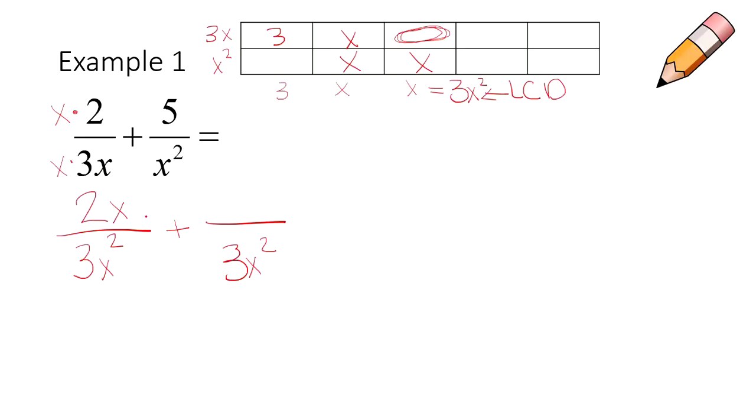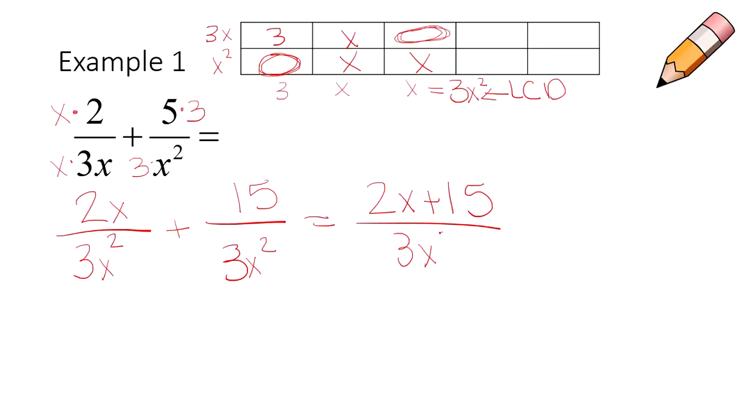So I would have 2x on the numerator for that, right? Now, let's look at the second fraction. Notice, guys, I'm missing a 3 right here. So I'm going to multiply the bottom by 3 to get 3x squared. So I would need to multiply the top by the 3 as well. So I would actually get 15, because 5 times 3 is 15. Now, since I have a common denominator, we can just add the numerators. So I'm going to have 2x plus 15 over 3x squared. Double check. Did anything factor?